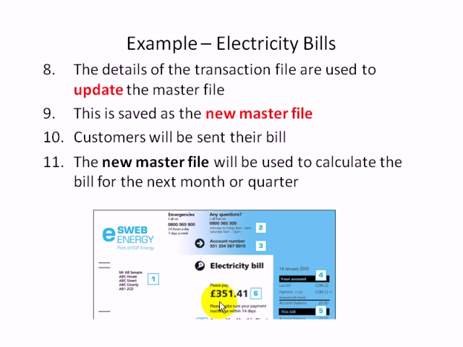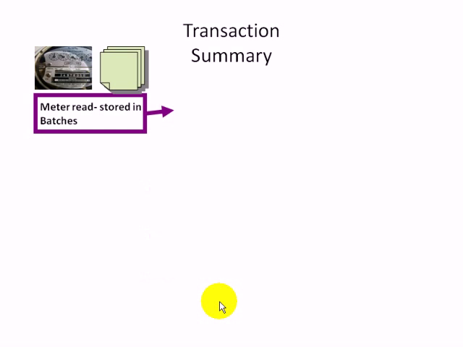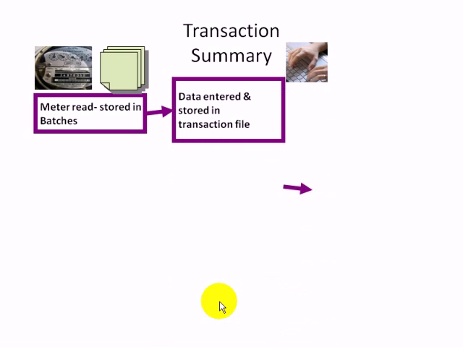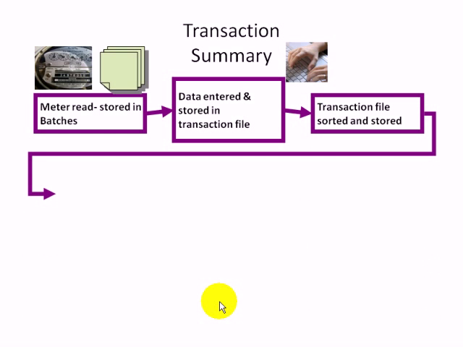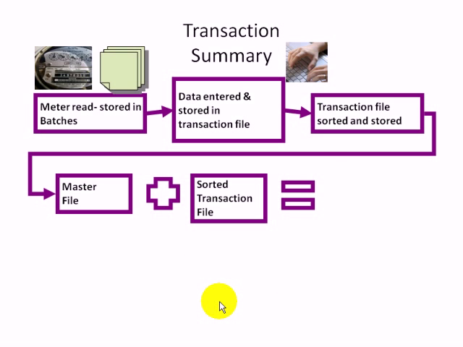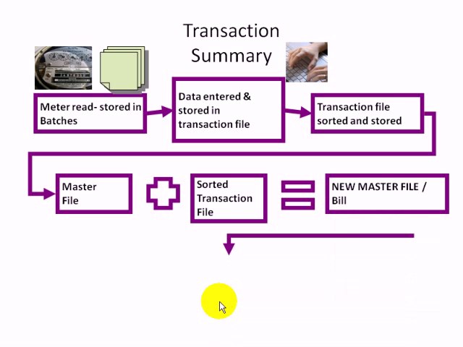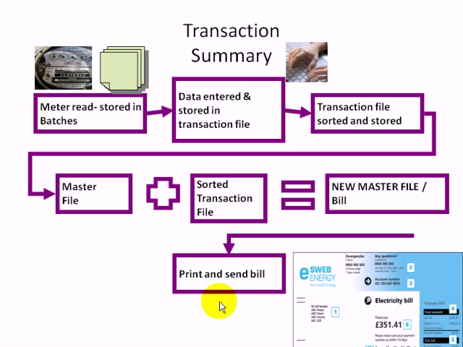Again, we'll look at this in summary. The first thing that's going to occur is the meter is going to be read and stored in batches. These batches are then going to be processed. They're going to be stored in what's known as a transaction file, the list of changes to the master file. These will need to be sorted and stored in the same order as the master file. Because they're in the same order, it should allow easy updating of the master file. So the master file and the sorted transaction file equals the new master file and the bill, which is then sent to the customer and printed out.